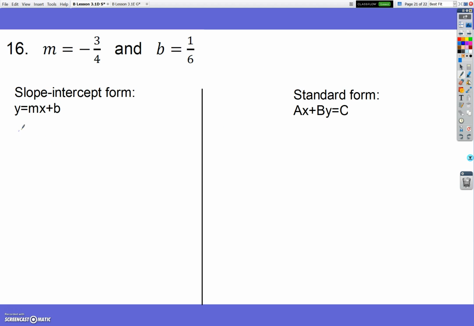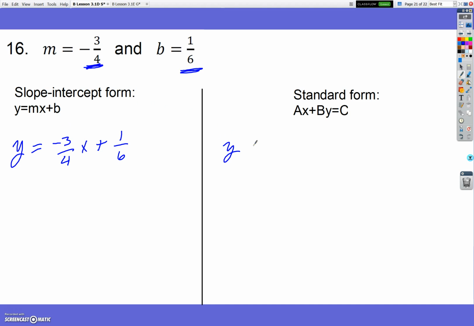So what we're going to do first is I'm going to write this in slope-intercept form. My m value is negative 3/4. My b value is 1/6. So this would look like y equals, instead of m, I'm going to write negative 3/4 x plus 1/6. The next thing what I want to do is, and then we're done. That's how it is in slope-intercept form.